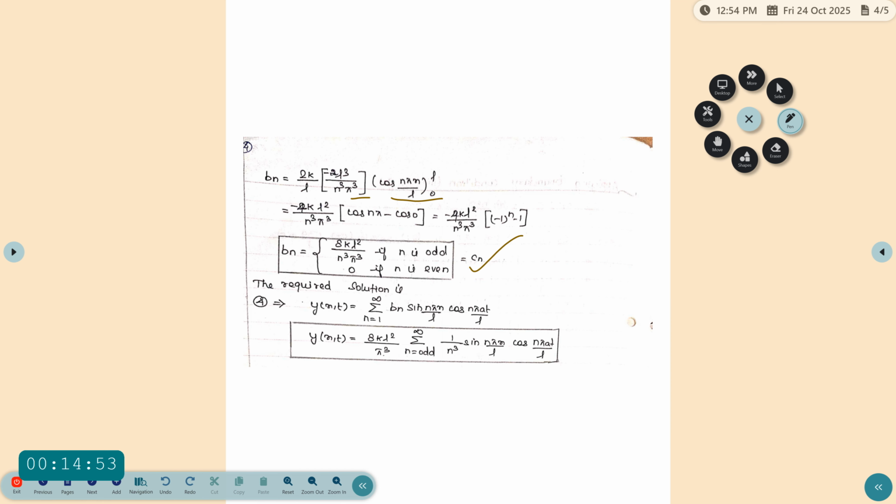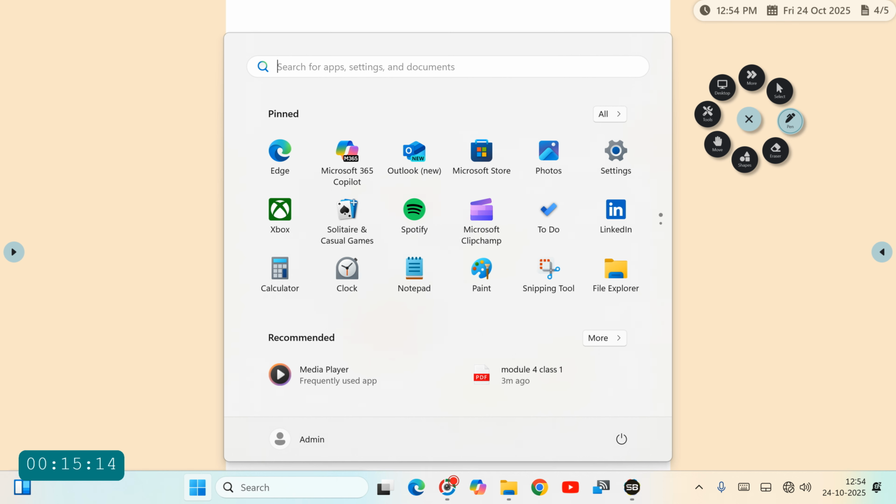After substituting the Bn value, take the constant terms outside of the summation, because the summation is only for n. Without n, taking the constant outside, this is our final solution for the one-dimensional wave equation. Hope this problem is very important for the end semester also. Just go through it. Thank you.